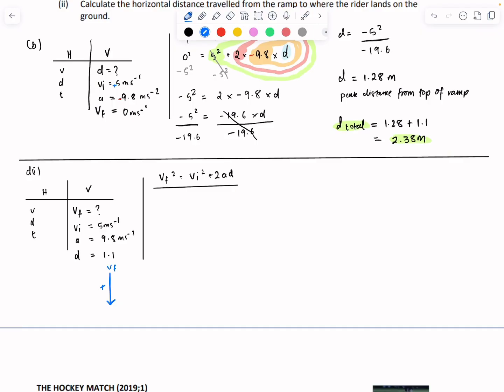VI, on the other hand, was initially going up, okay? VI is initially going up, so it is going to be negative in relation to my VF because it's going in the opposite direction, okay? Then I've got gravity, which acts straight down on the rider, okay? Straight down on the rider.